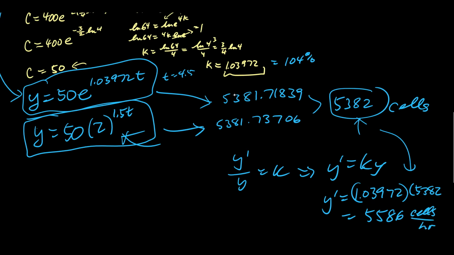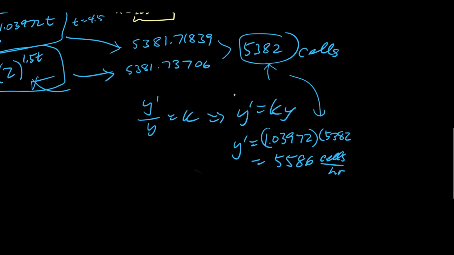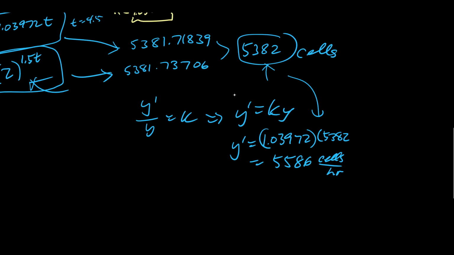So it's per hour. If you ever are concerned about what the units are for a derivative, remember y prime is dy over dt. So y is a number of cells and t is in hours, and so it's just cells per hour.